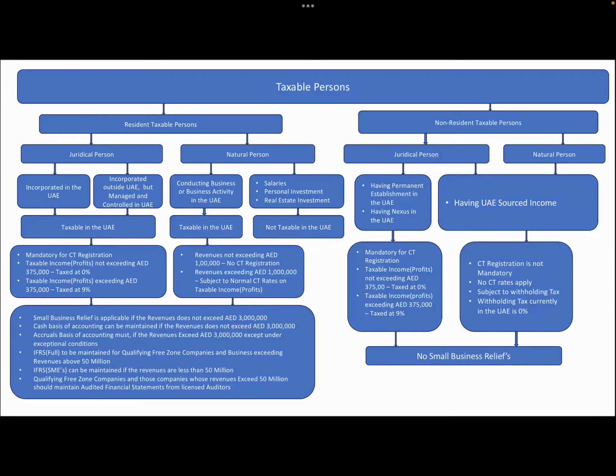Okay, now I've put a very nice table for you guys, so that it will become very easy to see. I have divided taxable persons into two: resident taxable persons and non-resident taxable persons. Now, resident taxable persons are of two kinds. One is juridical person, second one is natural person. When I say juridical person, nothing but the companies. Natural persons, obviously human beings.